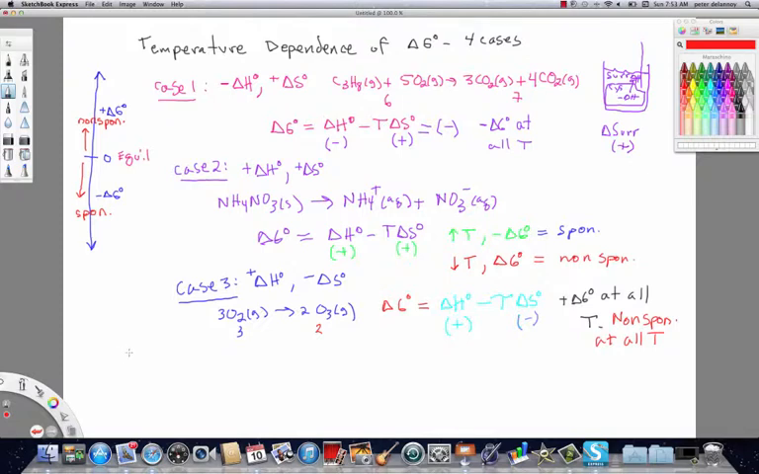Now, let's look at the last case, case number 4, and that's where we're going to have, again, an exothermic reaction. So delta H naught is negative. So energy is being released by the system into the surroundings. All right, and then we're also going to have a negative delta S naught.